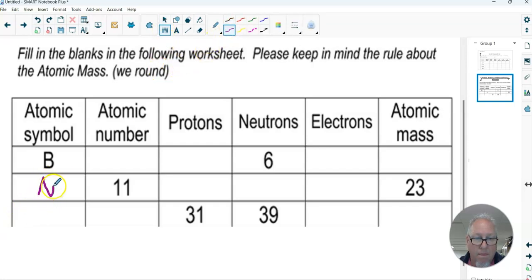Sodium, N, and I'm writing with a mouse, that's very hard, A, number 11 and a mass of 23, which means it has 11 protons, 11 electrons, and 23 minus 11 is 12.